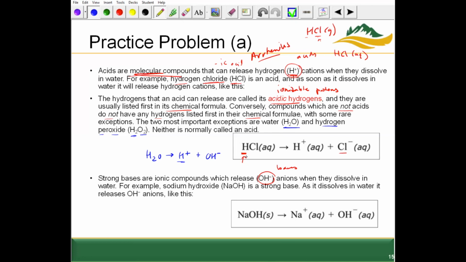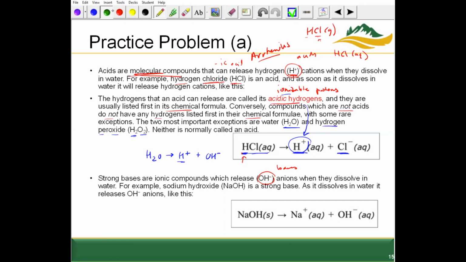Hydrochloric acid, in aqueous form, will dissociate into H+ and Cl-. This is our acidic hydrogen, or ionizable proton. When it dissociates, it forms these H+ ions, or protons. So here's our acidic hydrogen, or ionizable proton, and here's our proton on the product side. To be balanced, we have to include the anion here as well, chloride.